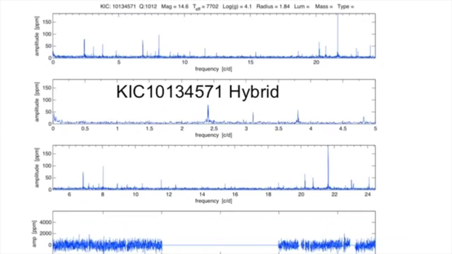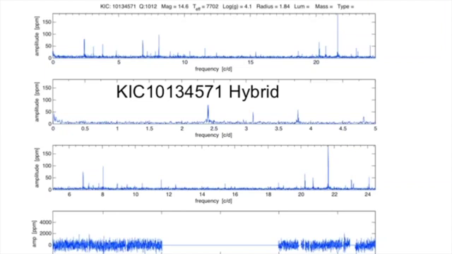And here's a star that is a Gamma Dor Delta Scuti hybrid star. It has many periods around 1 cycle per day. These are the 1 to 5 cycle per day blow-ups. So you can see periods here around 2 cycles per day. And then here's a whole bunch of periods around 20 cycles per day. And these are the delta Scuti modes.